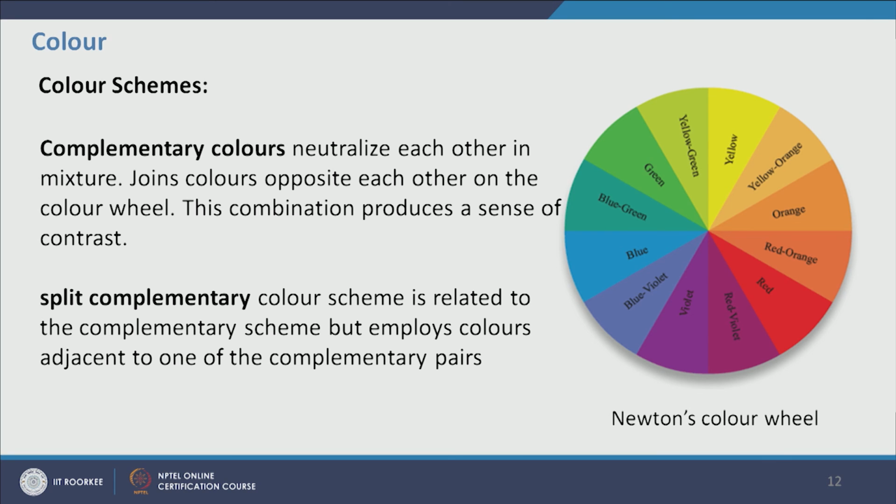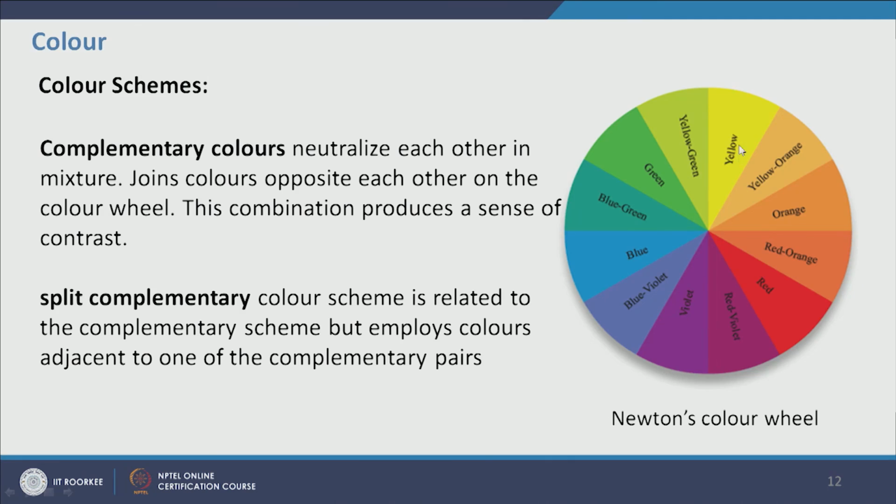So another example, another color scheme is the split complementary color scheme, which is not as striking as the complementary color scheme, but is associated with it. The split complementary color scheme means that on the opposite side of the color wheel, the color will be taken, but just the adjacent color, not the opposite color, just the adjacent.